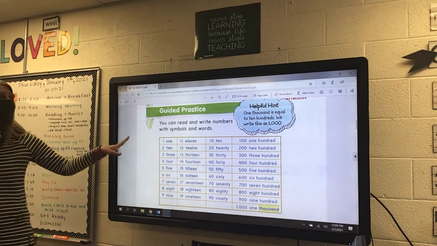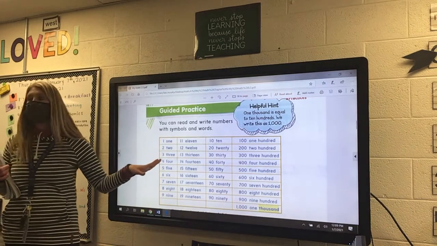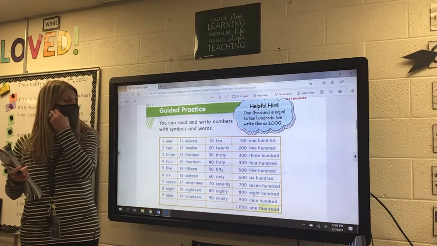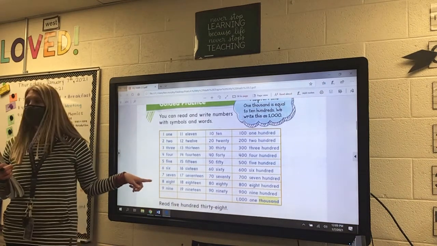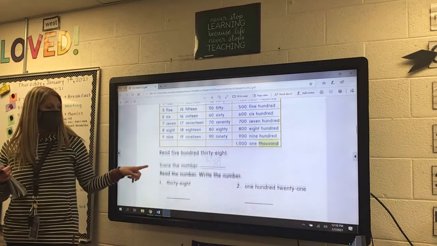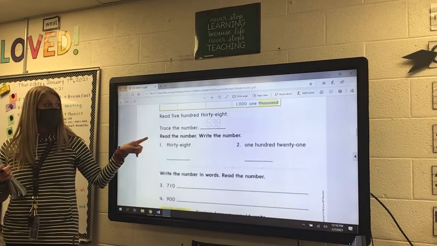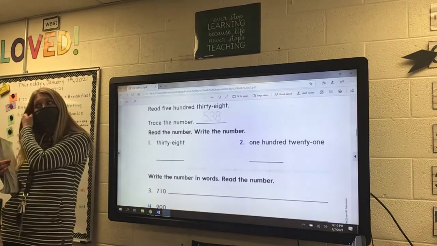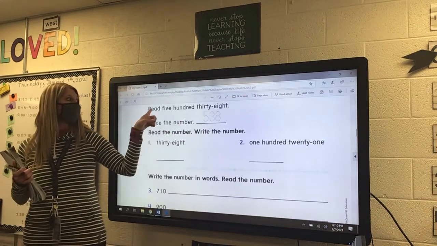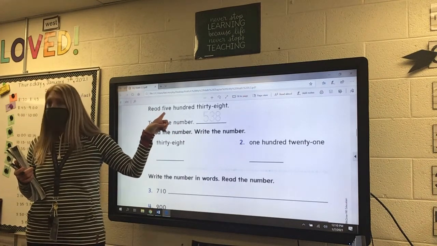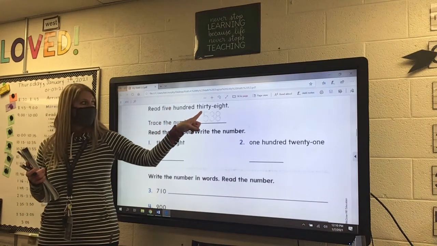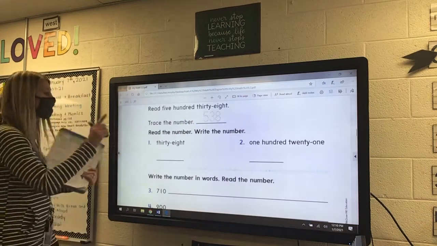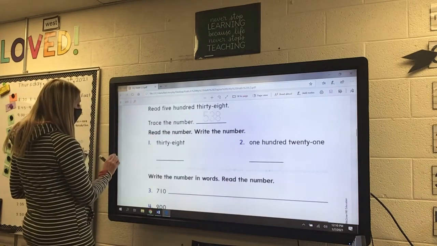Yep. All right, now you can read and write numbers with symbols and words. So we can write numbers with both symbols and with words. Okay? So here's that chart they showed us earlier in the video. Now, we're going to read this number, and you're going to help Mrs. Murphy read it because I already know how to read these. 530. But you guys need to learn how to read these. So let's read it together. Here we go. Ready? 538. And they put a hyphen between the 30 and the 8. So go ahead and trace the number 538.